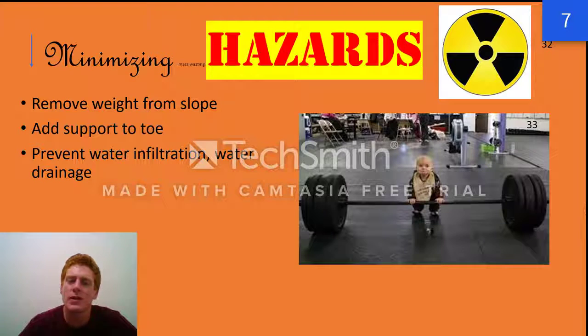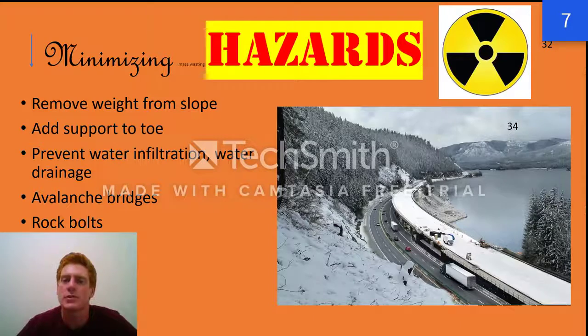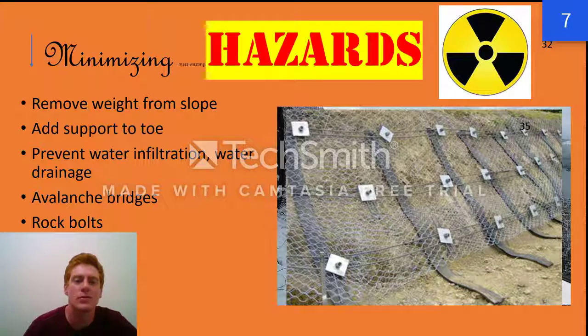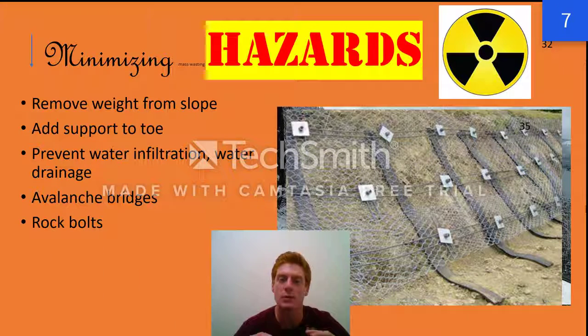This can be done through the installation of pipes in the mountain that drain water out from the side of the slope. Other solutions would be avalanche bridges, rock bolts, which transfer the load from the outside, which can be very unstable, to the interior of the rock, which makes the slope much more stable.